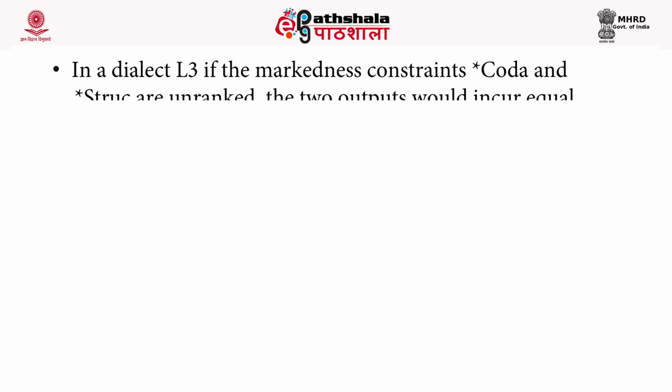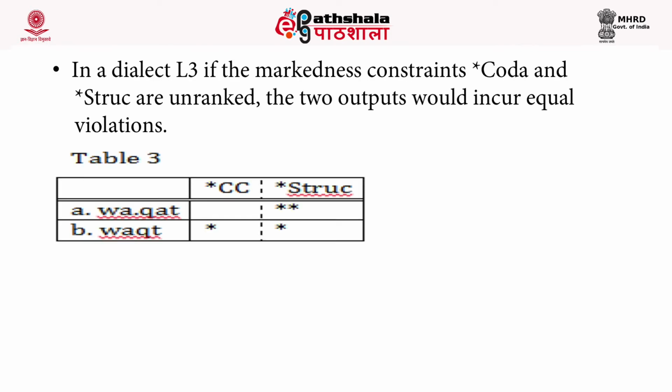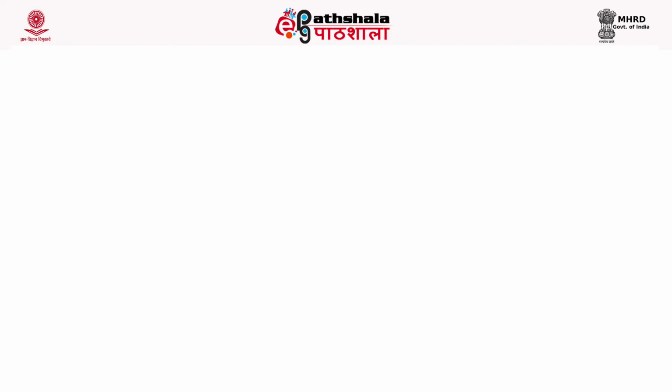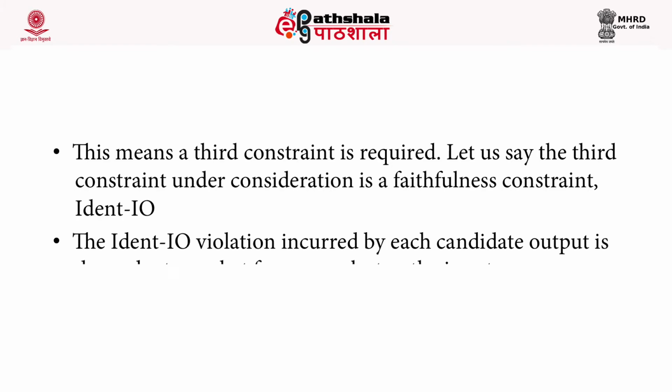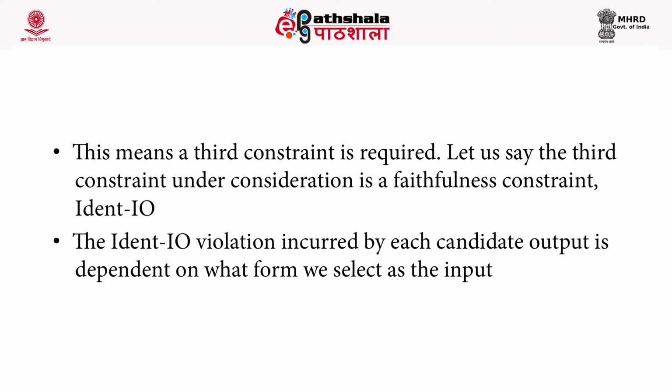In dialect 3, if both of these constraints are unranked, both no consonant cluster and no structure are unranked, we do not get any output because both of them have two violations. So we do not know which one is a fatal violation until we have a third constraint. Now let us say the third constraint under consideration is a faithfulness constraint. Now faithfulness constraint is ident-IO.